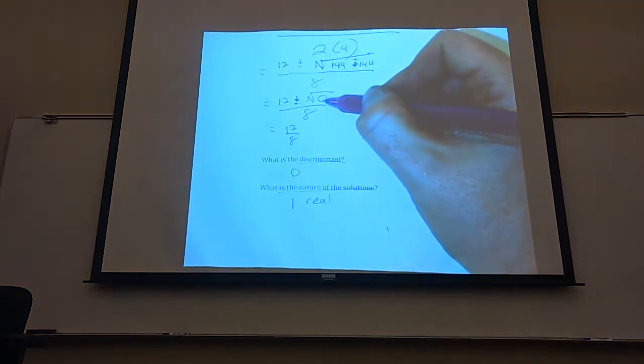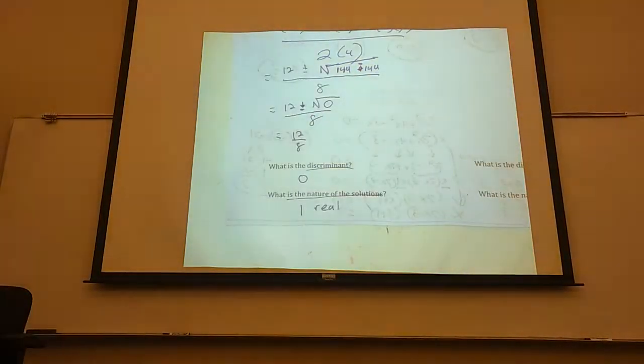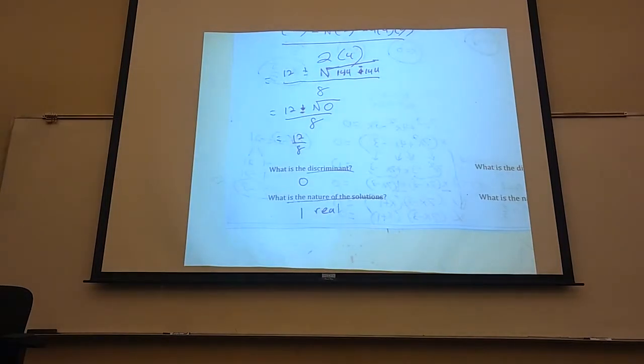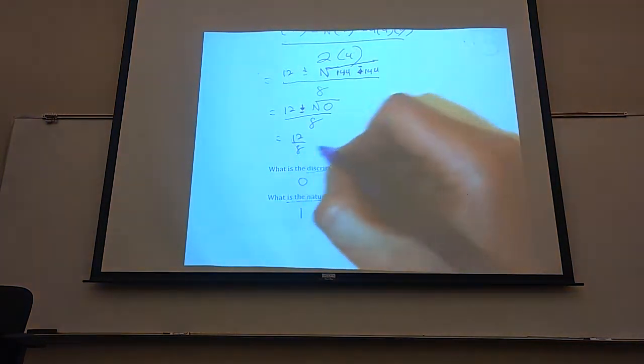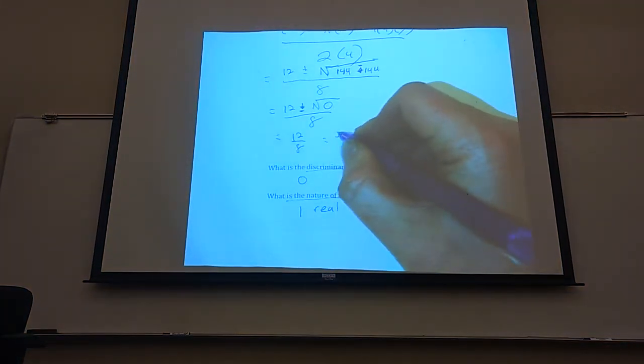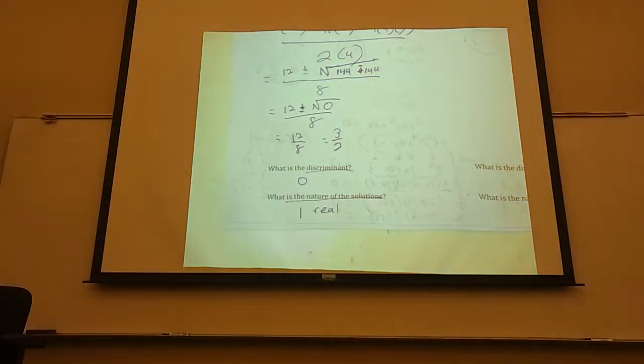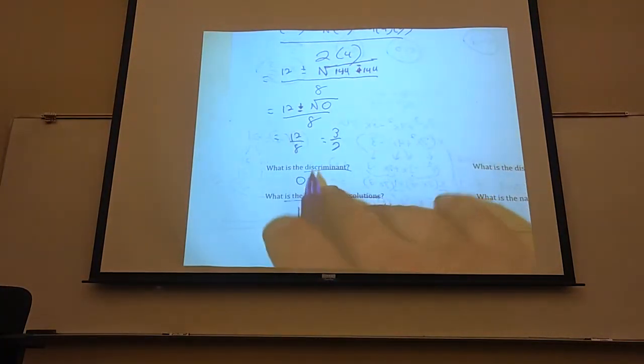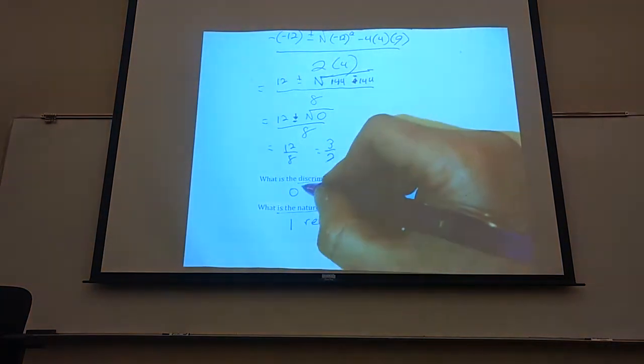And it's a real number, because those are all real numbers. We could take the square root of 0, it's a real number. 12 and 8, both real numbers. We should probably simplify. What's 12 over 8? 3 halves. Sweet. So not as big of a deal as it used to be, but I don't know.